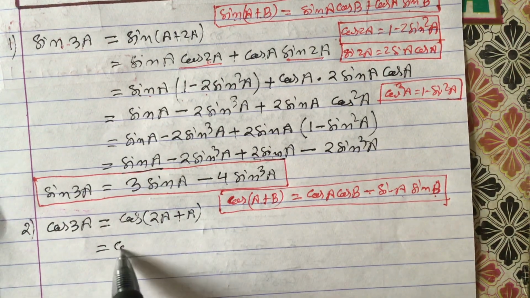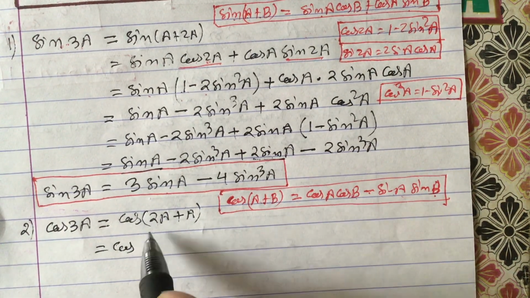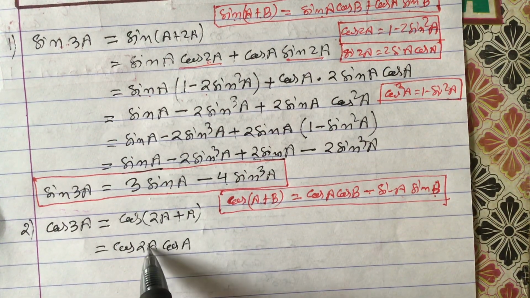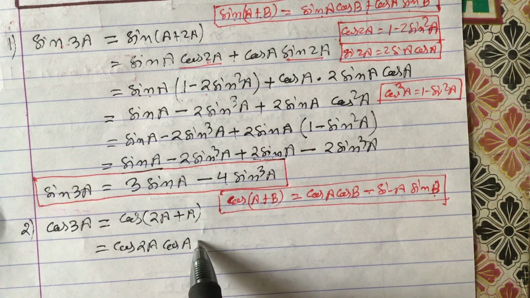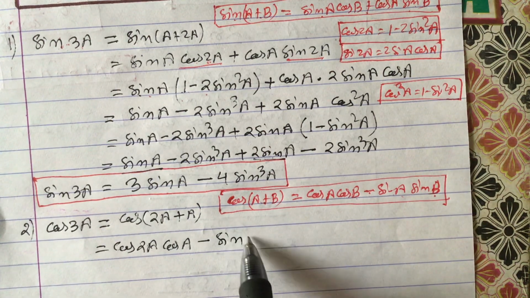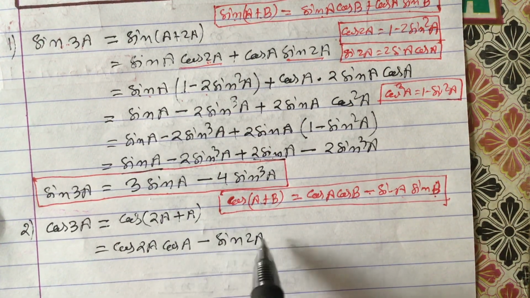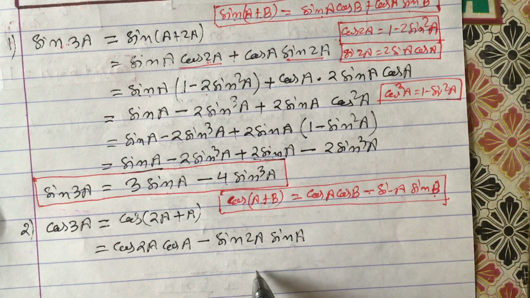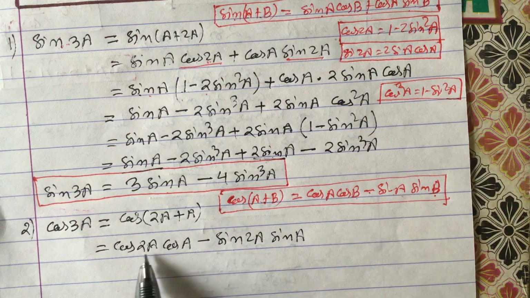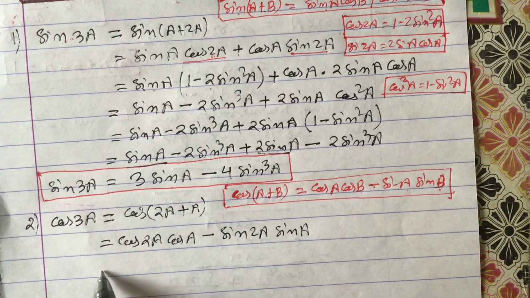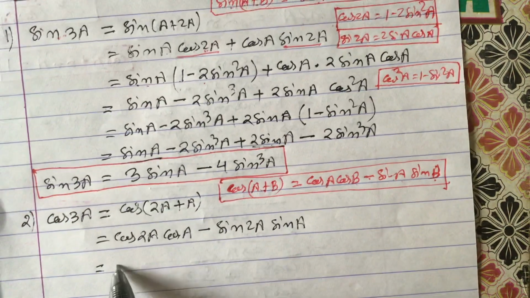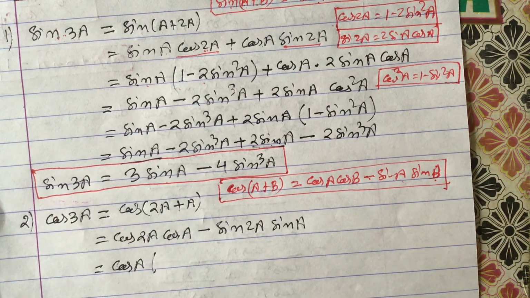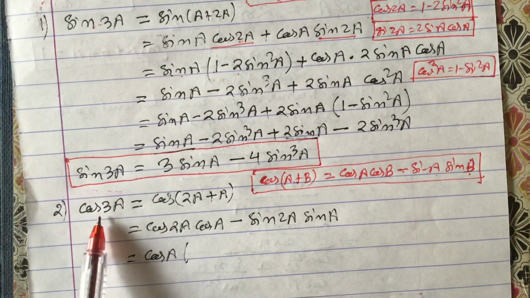Now, cos A plus B is cos A cos B, where A means 2A and B means A, minus sin A sin B, where A means 2A and B means now A. So cos 2A cos A minus sin 2A sin A. Now we have to change this cos 2A and sin 2A using their formulas. Let us apply the formula. This cos A we write as it is, and in brackets the formula of cos 2A. Now we are going to derive the formula of cos 3A.